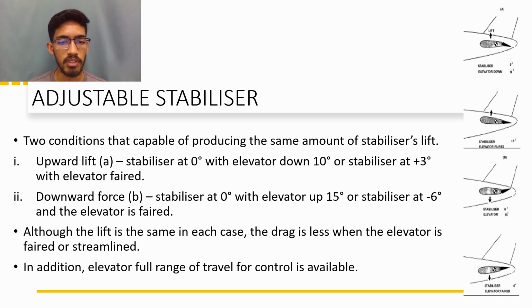And for downward force, figure B on the right hand side at the bottom: stabilizer at 0 degrees with elevator up 15 degrees, or stabilizer at -6 degrees and the elevator is faired. Although the lift is the same in each case, the drag is less when the elevator is faired or streamlined. And in addition, the elevator's full range of travel for control is available.